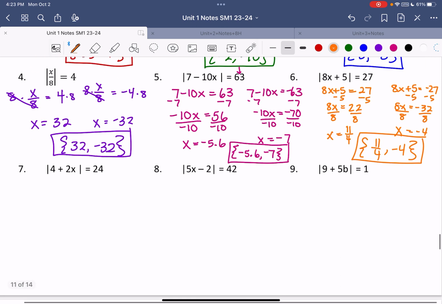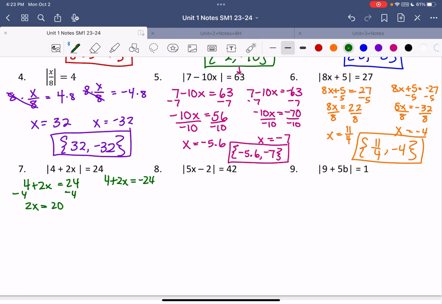Hopefully you're getting the hang of this. We just have a couple more problems here. So 4 plus 2x equals 24. 4 plus 2x equals -24. So 2x is equal to 20. So x is equal to 10. 2x is equal to -28. Divided by 2, x is -14.